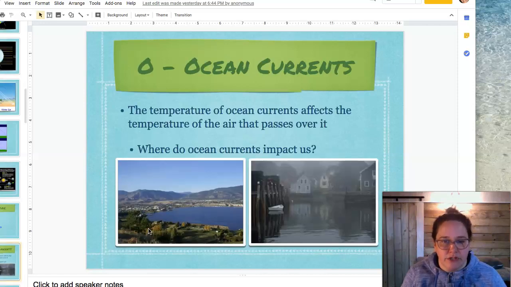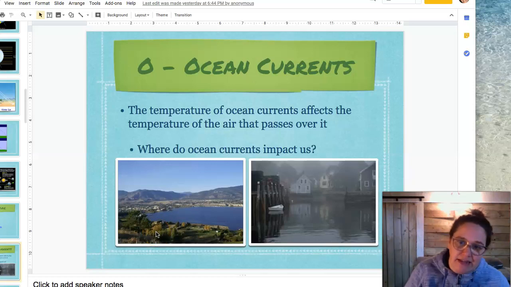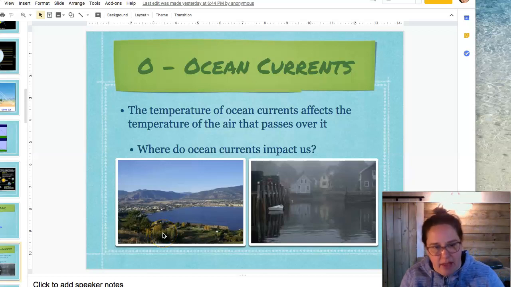So now let's talk about ocean currents. All of the oceans of the Earth either have warm or cold currents that run through them. And depending on where those currents are, the land that is immediately next to those currents is then affected by the warm or cold temperatures created in the air from the water below.